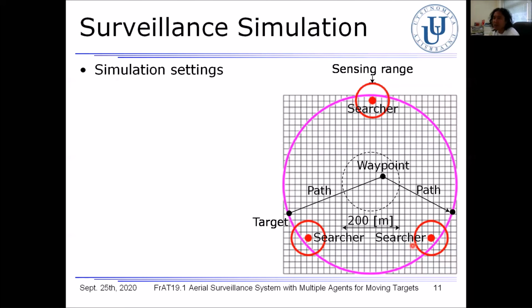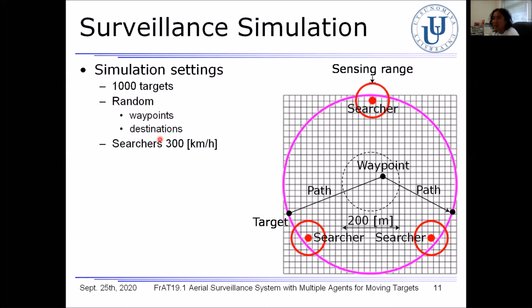Based on the estimation, the searchers approached the target in this surveillance system. In total, 1,000 targets come into the monitoring area. Each of the targets is given a random waypoint and destination. And the 3 searchers move at the velocity of 300 km per hour, and the target moves at a velocity of 600 km per hour. For aerial surveillance, the following 5 strategies are applied to the searchers.